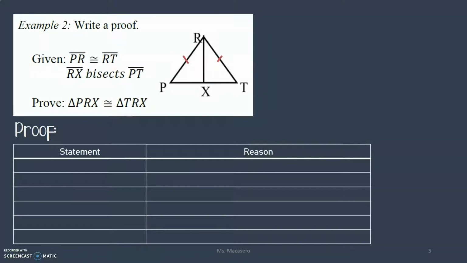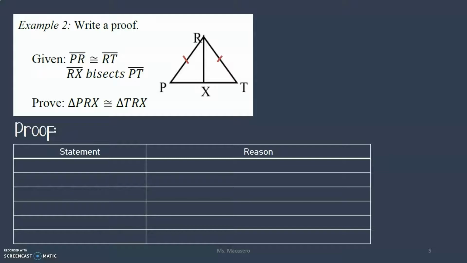Now let's have our second example. What we have here, given segment PR is congruent to segment RT. So this is PR and RT. At the same time, segment RX bisects segment PT. We need to prove that triangle PRX is congruent to triangle TRX.